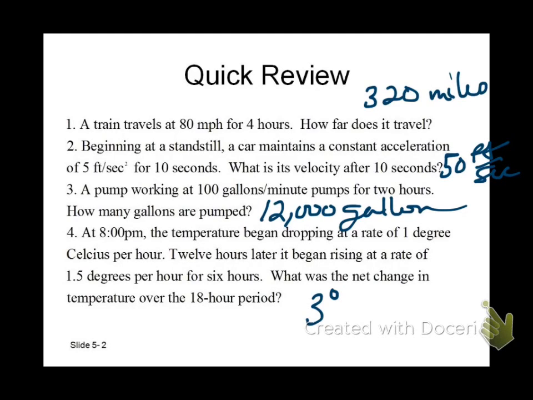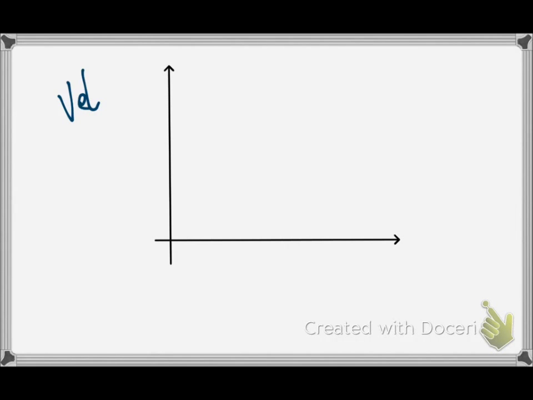I want to take a little closer look at question number 1 again, the train traveling 80 miles per hour for 4 hours, and I want to draw a graph to represent this. So, a graph that I might use would have an x-axis here, which would be in time, and a y-axis here, which is going to represent the velocity. So here's my velocity, and here's my time, and we have a 4-hour time interval. I'm just going to go from 0 to 4 to represent that.